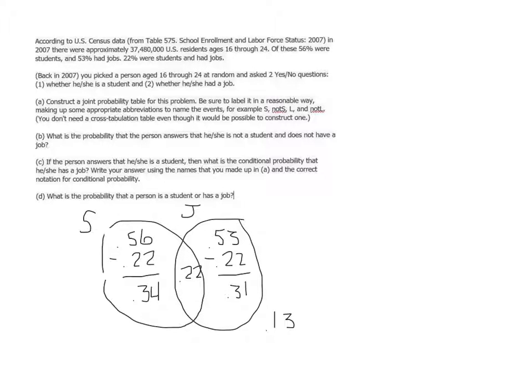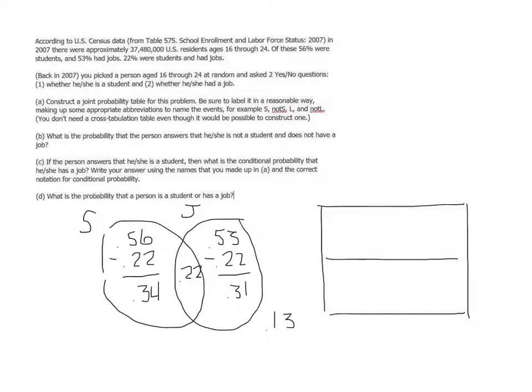So now we can make our joint probability table. We're going to have students and not students like we started yesterday, and jobs and not jobs. So if we start with the jobs and students, the top left-hand corner, that's the 22%. That's the 0.22. I don't know if it matters if you express them as decimals or percentages.